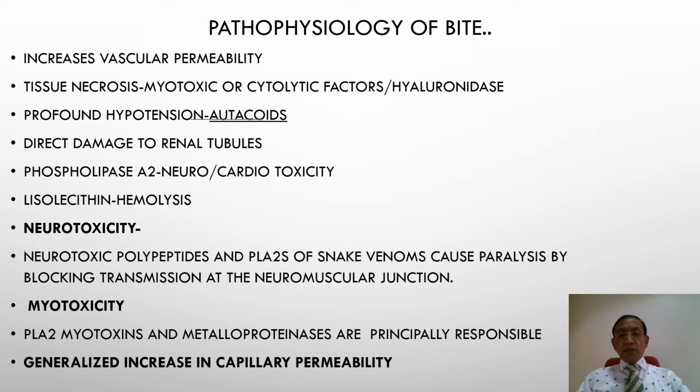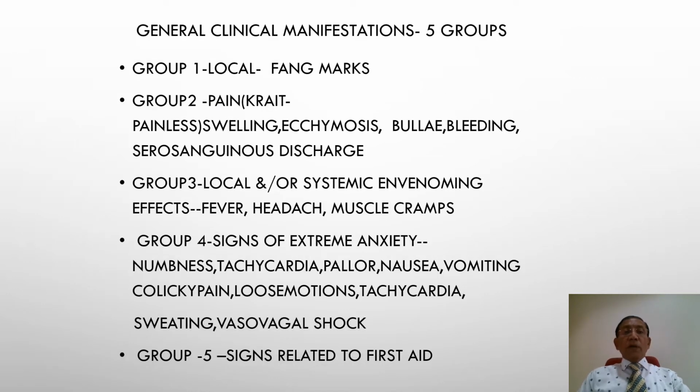Basically, because of the toxin and venom, there is increased capillary permeability. Clinically, there are five groups of snake bite presentation in a child. One is usually a local fang mark. Many times the parent brings the child saying these are the marks and there is a doubtful history of snake bite. Otherwise the child is playful and not having any symptoms. So mostly this is a non-venomous snake bite, which is very common.